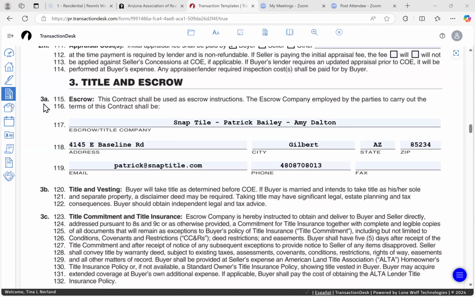The contract shall be used as escrow instructions. The escrow company employed by the parties to carry out the terms of the contract shall be Snap Title, our affiliated company. So if you want to take a quick screenshot of this, you can put this into your template, and so it auto-populates every time you open a new file. So if you want to do that, I'll give everybody a quick moment to take a picture. Perfect.